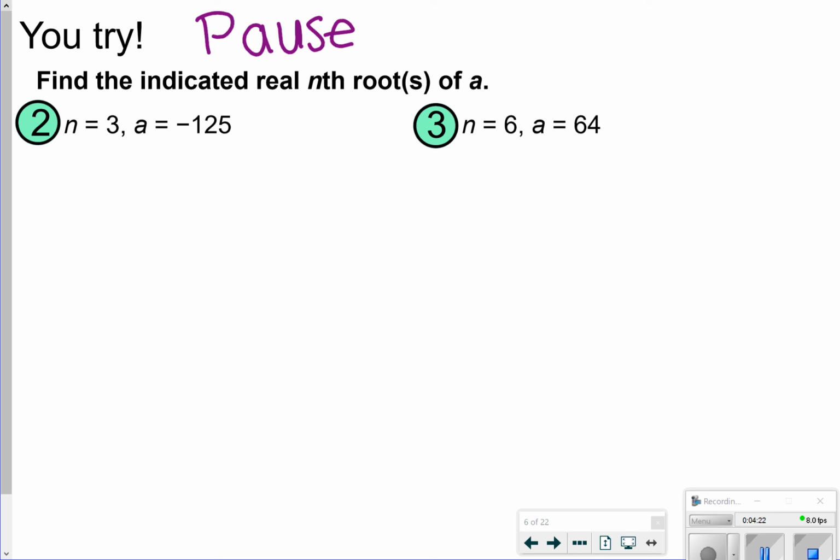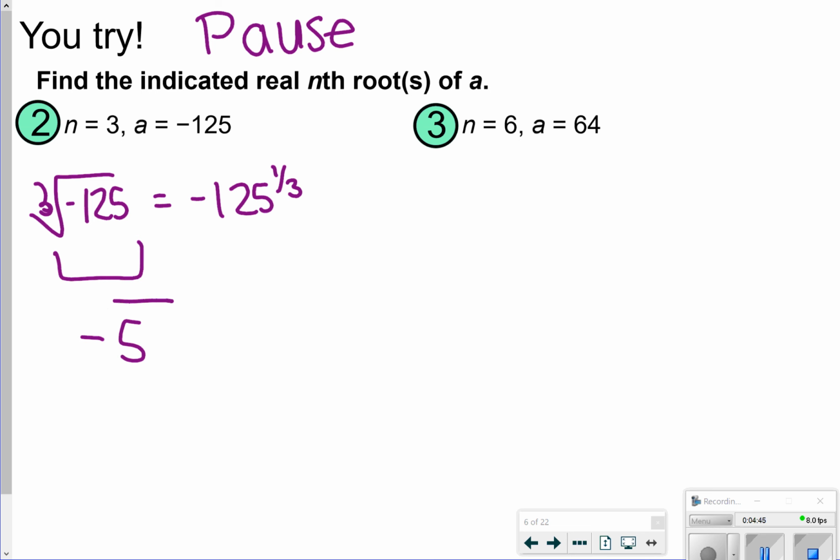All right, so how we would set up number 3, you could either write it as the cube root of negative 125, or you could write it as negative 125 to the 1/3 power. Since n is equal to an odd number, we're only going to have one real root. So that's basically asking us what is the cube root of negative 125, and it is negative 5.